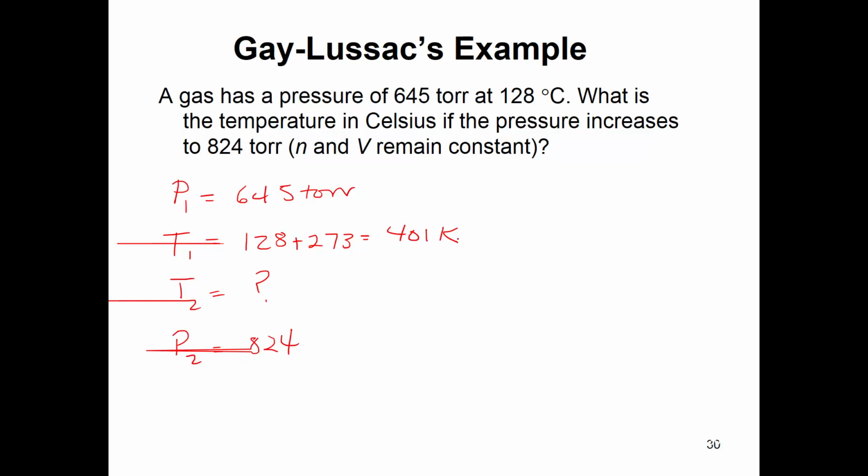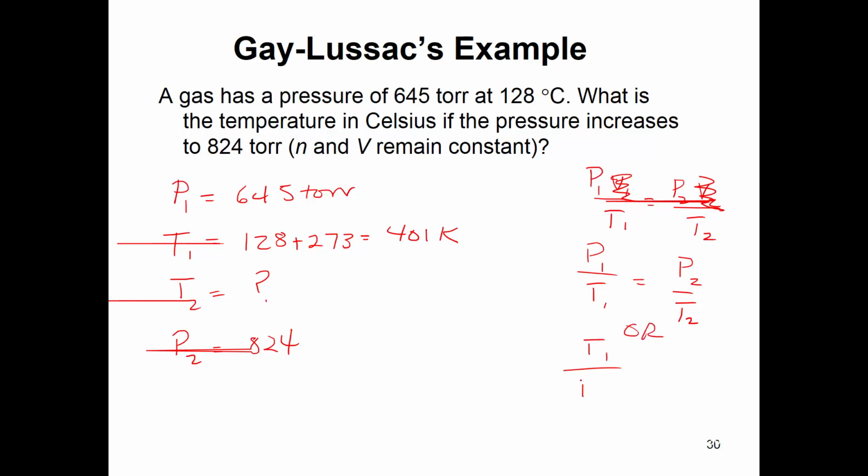All right, so using the combined gas law, we know P1 V1 over T1 equals P2 V2 over T2. So this time we don't have any V's, so we can scratch those out. And so P1 over T1 equals P2 over T2. We're solving for T2, so we can flip. T1 over P1 equals T2 over P2. And we're going to solve for T2, so we multiply both sides by P2.